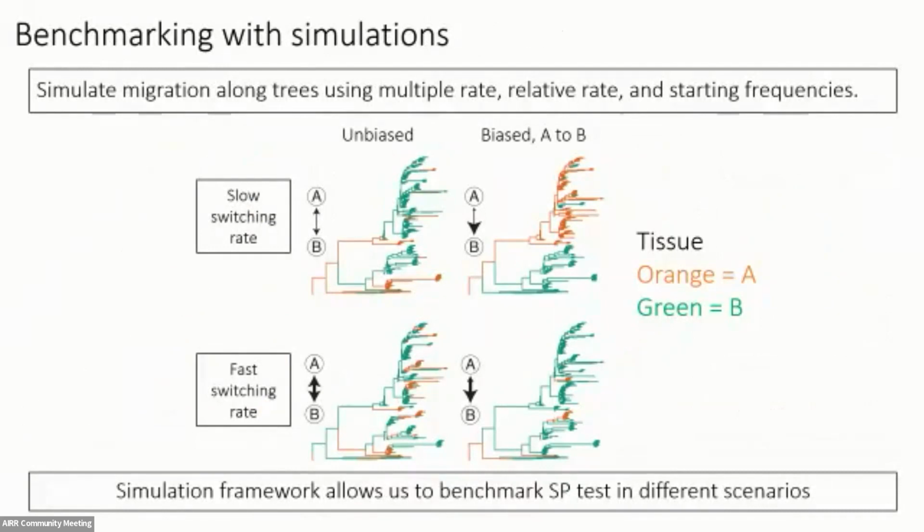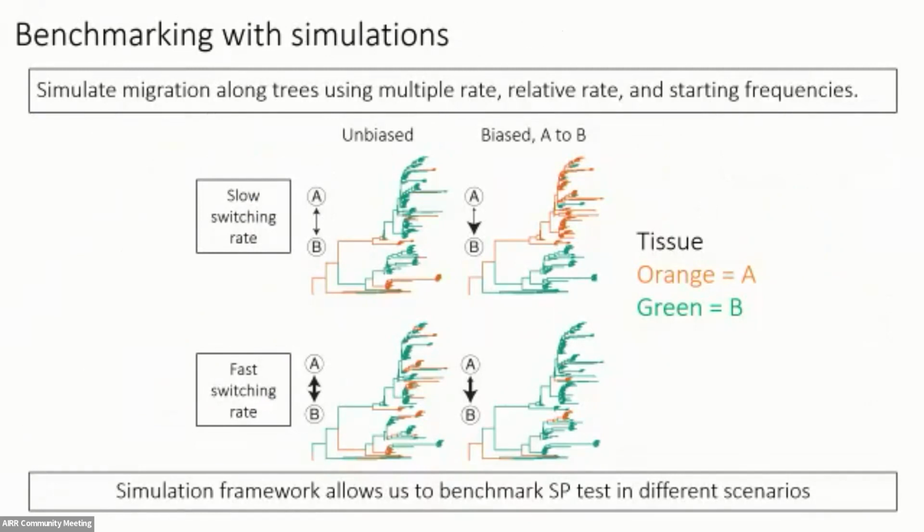To make sure this method worked and to find situations where it didn't work, we performed simulation-based benchmarking under different situations of the overall rate of switching and the relative rate of switching between two different cell type locations, which we're just going to call A and B.